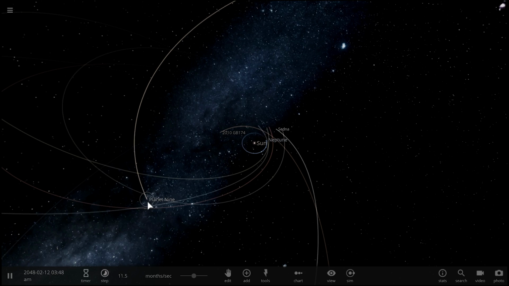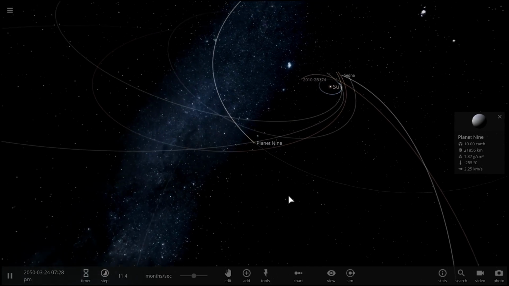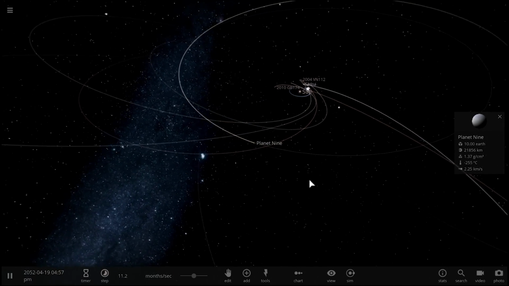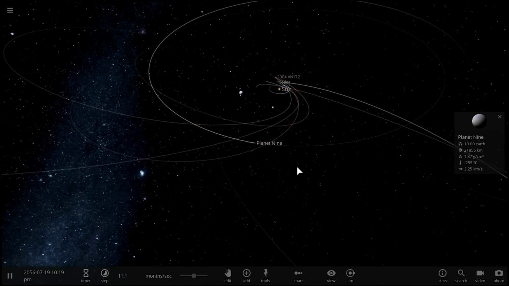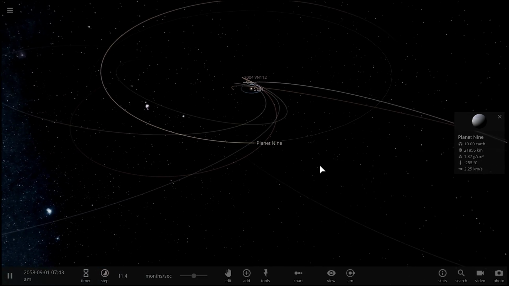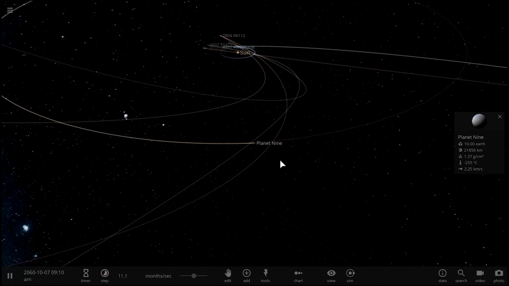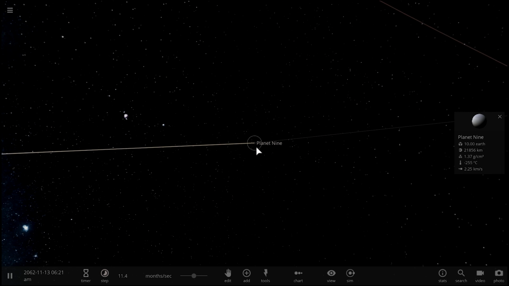Yet another piece of evidence for the existence of Planet 9, an asteroid with some of the most extreme orbital parameters we've actually detected in our solar system, and an asteroid that might actually be able to help us find out where exactly this planet is hiding.